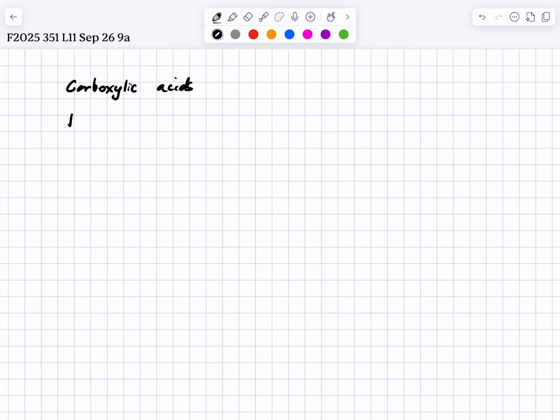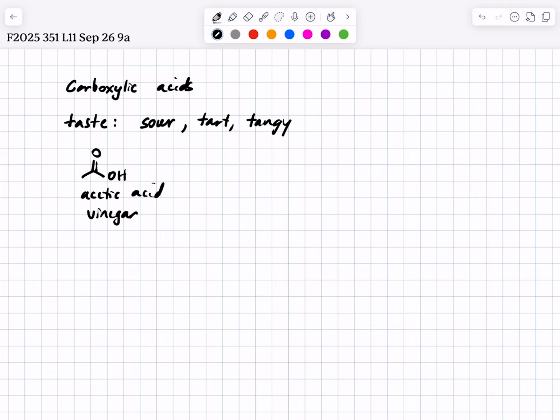Carboxylic acids have a characteristic taste, and then depending on their size, they have a characteristic smell. In general, the taste is sour or tart or tangy. So anything that tastes sour or tart or tangy probably has a carboxylic acid in it. The classic example is vinegar. This is acetic acid, and you can use this in cooking, sweet and sour sauce, salad dressings, whatever, lots of different kinds of vinegar. But they all have this carboxylic acid in them, and that's the tart taste.